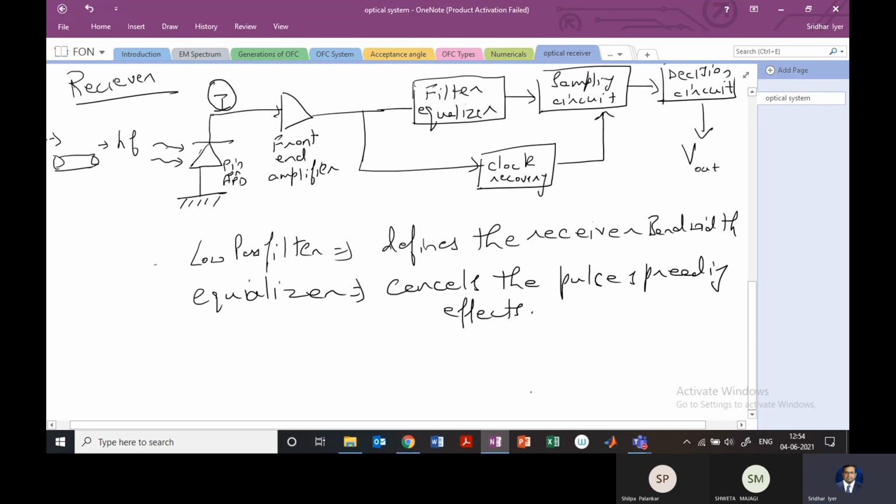And after the equalizer, we finally have a decision circuit, as you can see, and this decision circuit is going to sample the signal at the midpoint. So if you have 0 to 1, this is going to sample at 0.5 of each time slot, and then compare it with a reference voltage. That reference voltage is known as the threshold voltage, right?